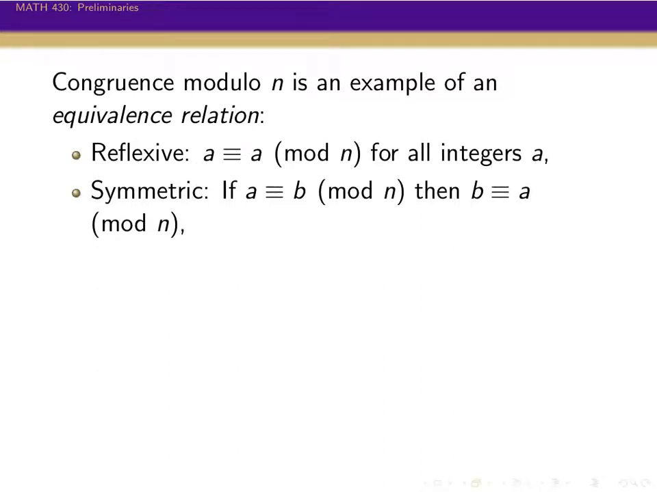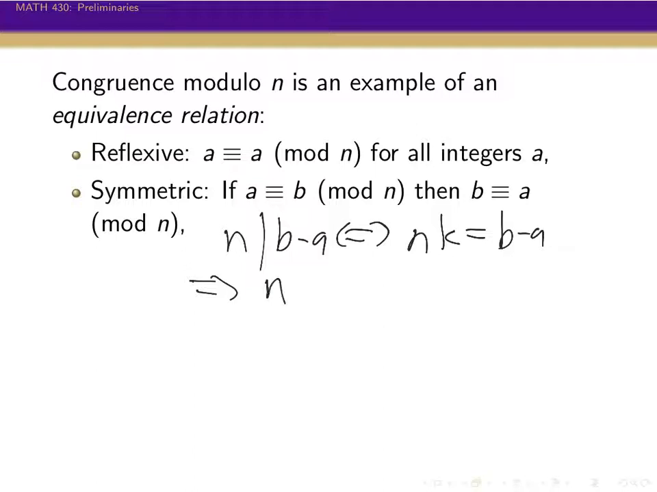The second is symmetry. If a is congruent to b mod n, then you can swap the place of them. B is congruent to a mod n, and that's just, if n divides b minus a, so that only happens if you have n times k is equal to b minus a for some integer k. Well, then you'd swap k with minus k, and that's going to give you a minus b. And so that's telling you that b is congruent to a mod n as well. So like an equal sign, it doesn't matter which one's on the left and which one's on the right. What matters is that they're congruent to each other.